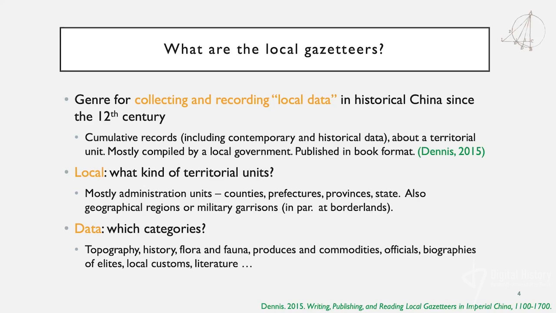For example, the banks of a river, for the Yellow River, for example, or for military garrisons, in particular at the borderlands. Because in those cases, they did need to understand the local situation, and they needed to collect the local data in order to govern that place or to get resources from that place. And the data, they came in categories. So I will look into that further.